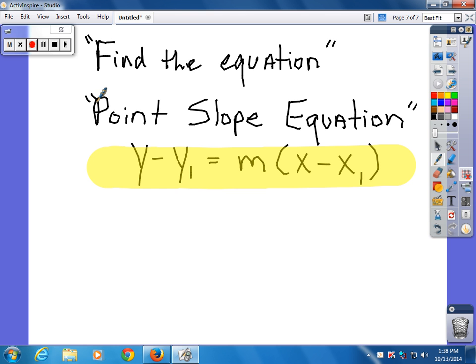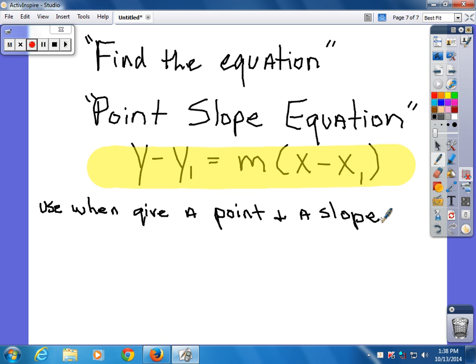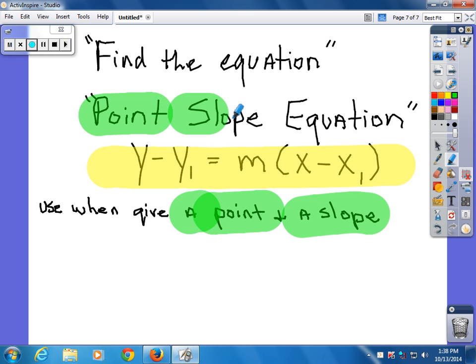Now why do you think they call it the point slope equation? Because you use it when given a point and a what? It's called the point slope equation because you use it when you're given a point and a what? Slope.